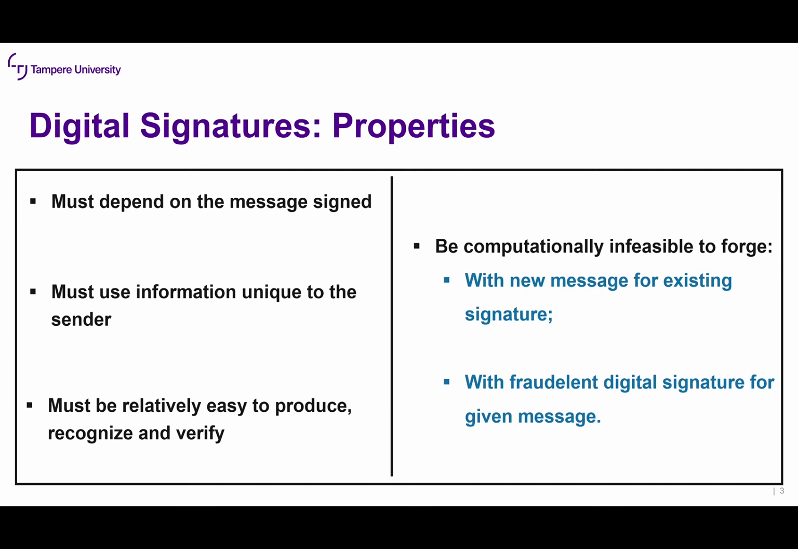In addition to that, a digital signature must be relatively easy to produce, recognize, and verify. So whenever Alice is sending a signed message to Bob, Bob needs to have access to an efficient algorithm that will allow him to easily and efficiently verify the validity of the signature. Apart from that, digital signatures must be computationally infeasible to forge, either with new methods for an existing signature or with a fraudulent digital signature for a given message.